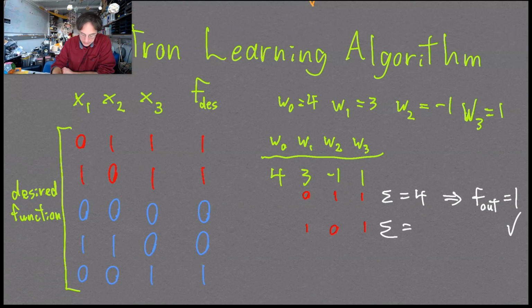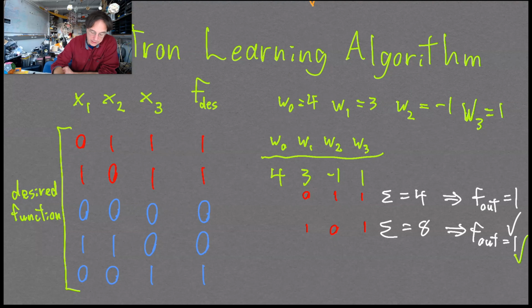We have 4. We always have 4. Then we get a contribution of 3 that brings it up to 7. We ignore this because of the 0, and then the 1 makes it an 8. So the sum is 8. F out is 1. And again, that's great. It worked.